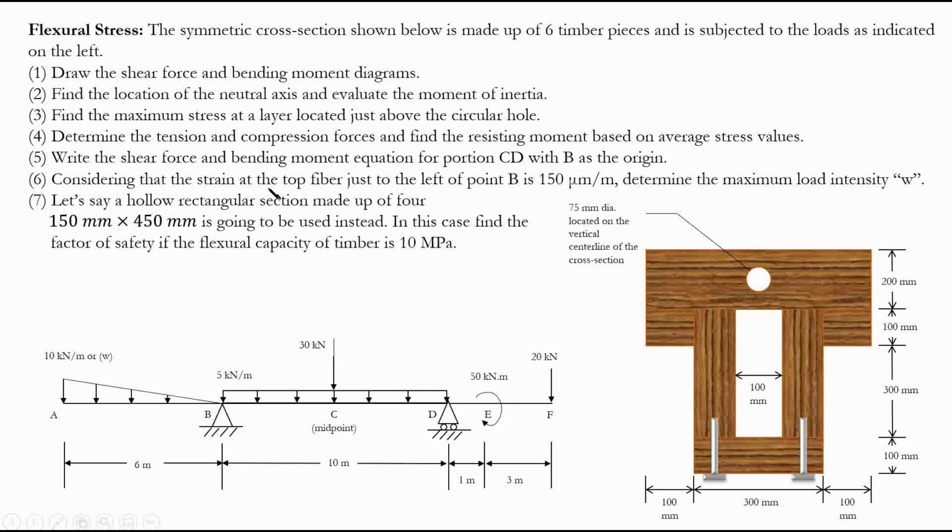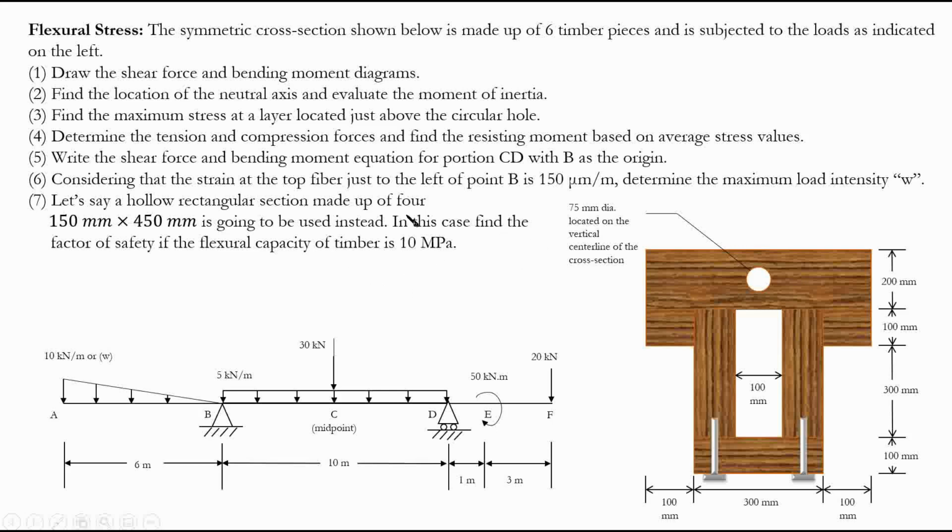We're going to do it both ways. And considering that the strain is given like this, determine the maximum load intensity that can be applied. So it says assuming that the strain value is given at this point, find the maximum W that can be applied. We're going to talk about that as well. And it says, let's say a hollow rectangular section made up of 4 150 millimeter times 450 millimeter pieces is going to be used instead. So instead of this section, we're going to use a section made up of 4 of these pieces, and we'll compare how this is different from the values that we get from this cross section, and evaluate to see if this section is actually going to be safe.